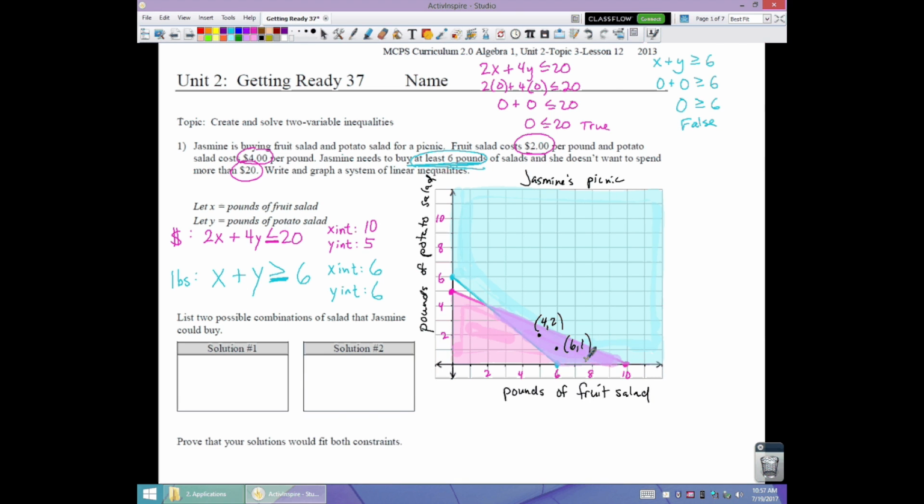So one combination would be, since X is fruit salad, 4 pounds fruit salad, and the 2 is the y value, that's pounds of potato salad, and 2 pounds tater salad. Another possibility I identified was 6, 1, so that would mean 6 pounds fruit salad and 1 pound tater salad.